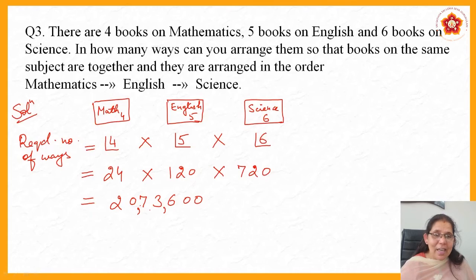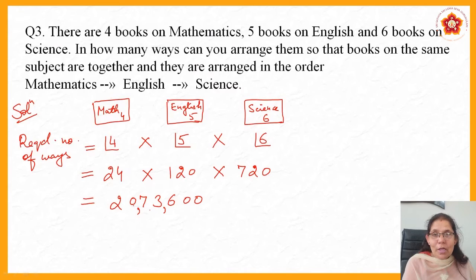$20,73,600 ways. Just see, we have only 15 books and these 15 books can be arranged in 20,73,600 ways, keeping all maths books together, first all the maths books together, and then all the English books together, and then all the science books together.